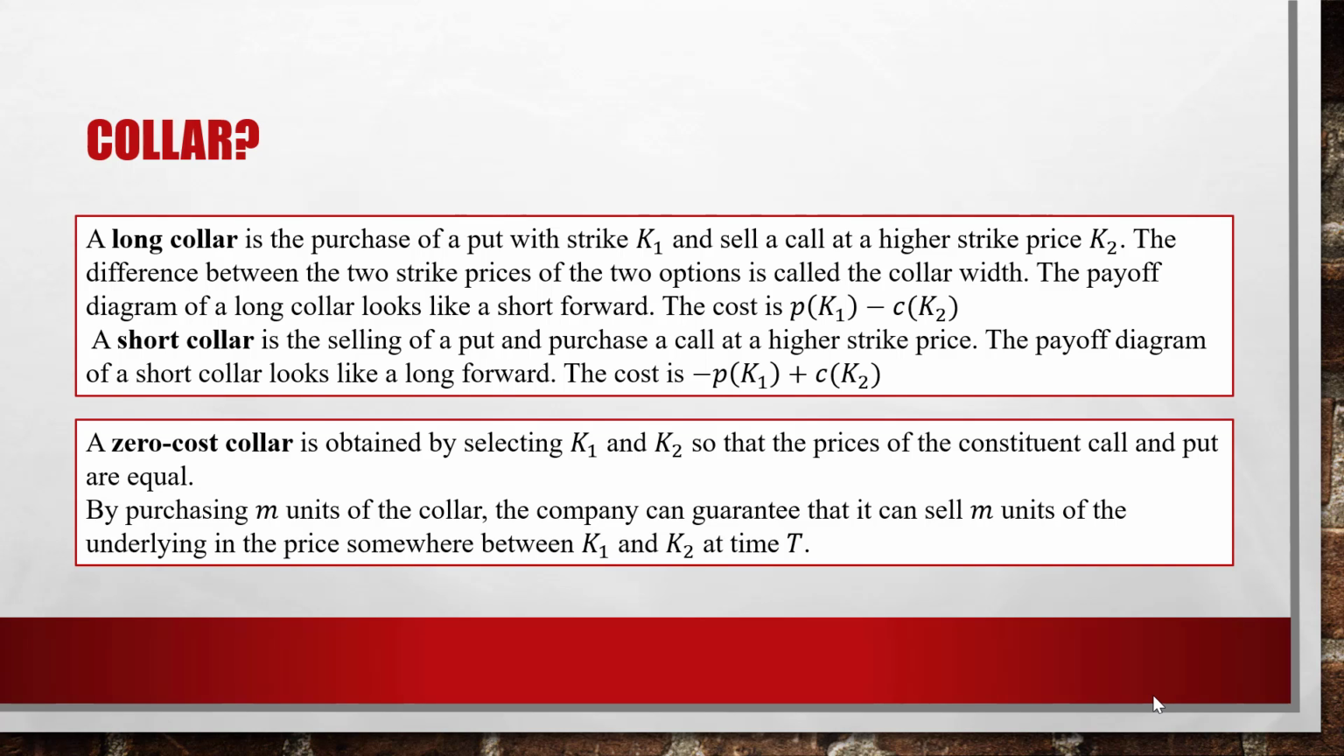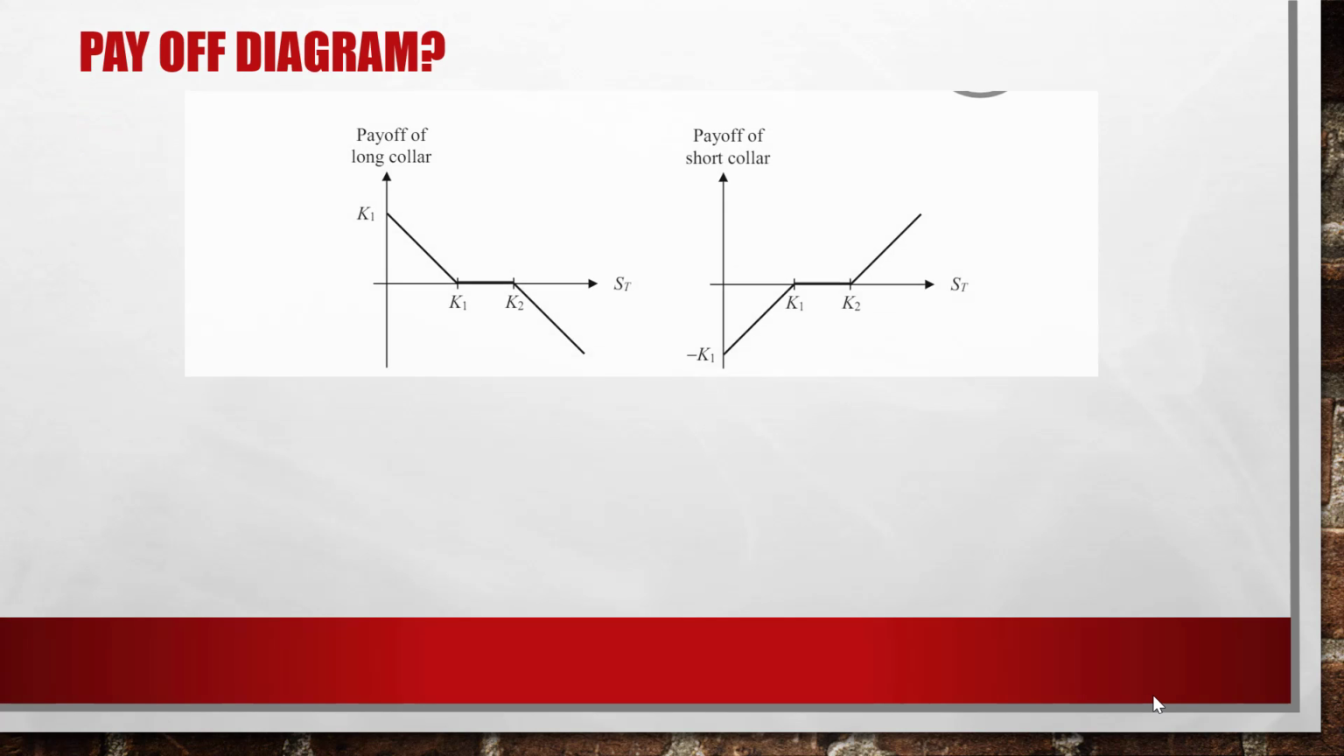By purchasing n units of collar, the company can guarantee that it can sell n units of the underlying at a price somewhere between K1 and K2 at time t. So let's look at the diagram here.